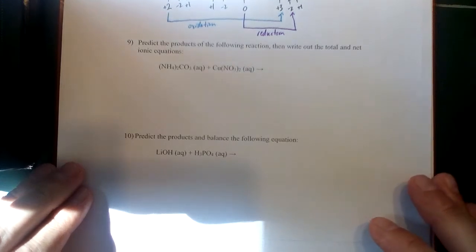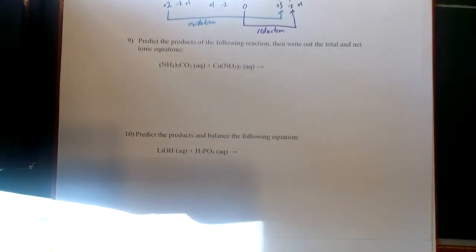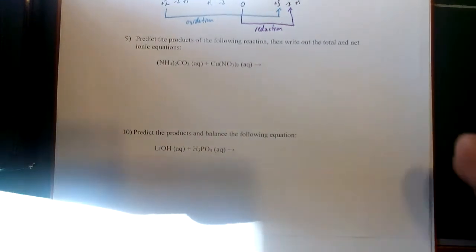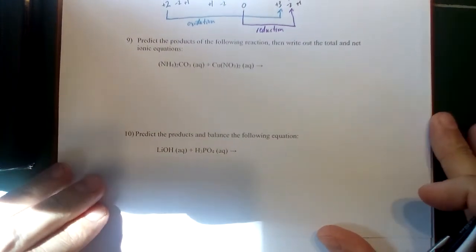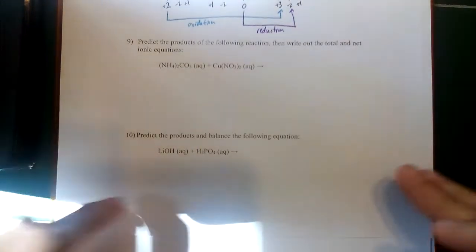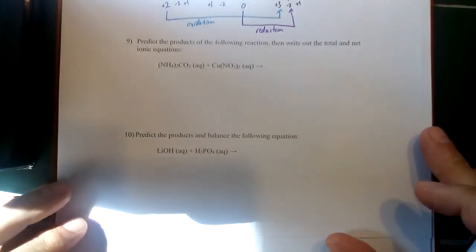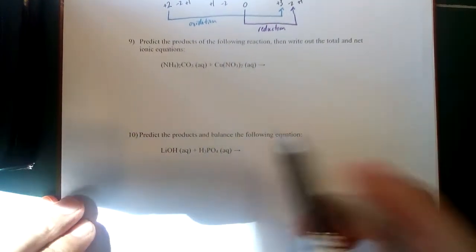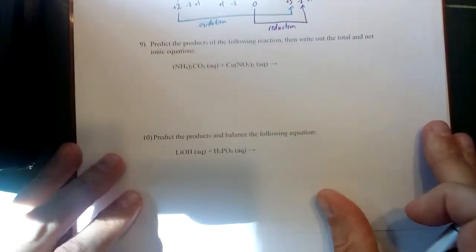Number 9 here. We want to predict the products of the following reaction, then write out the total and net ionic equations. So this essentially is what we talked about with precipitation reactions generally, although we mentioned different acid reactions as well. And we'll see one of those in the last question. But to get the total ionic equation, we want to start to separate all the pieces here.